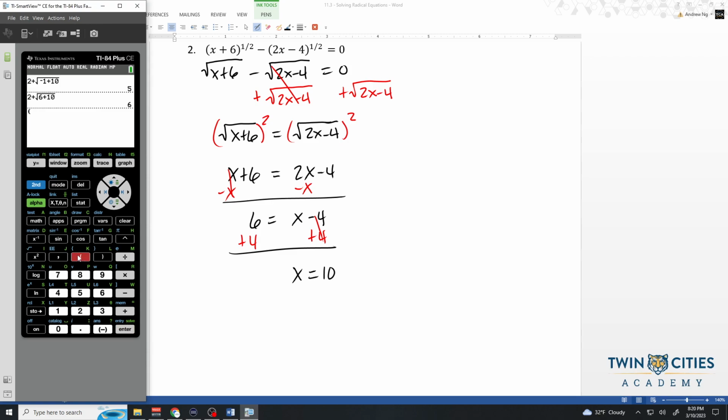I've got (10 plus 6) to the 1/2. And then I'm subtracting (2 times 10 minus 4) to the 1/2. Now this should be equal to 0, otherwise this is an extraneous solution. And it is equal to 0. So x equals 10 is my solution.